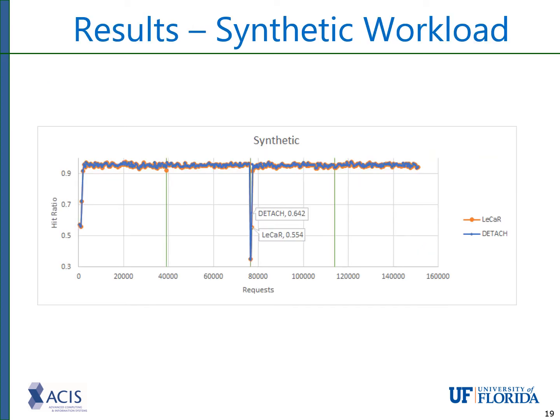In order to test the adaptive nature of DETACH, we used a synthetic workload. The synthetic workload consists of alternating LRU and LFU favoring requests in 4 phases shown by the green partition. This plot shows that DETACH and LECAR are able to adapt quickly to the changing conditions. After a brief dip at the end of the second phase, we can see that DETACH is ramping up faster compared to LECAR. The plot proves that DETACH is able to adapt to the varying conditions in the workload.